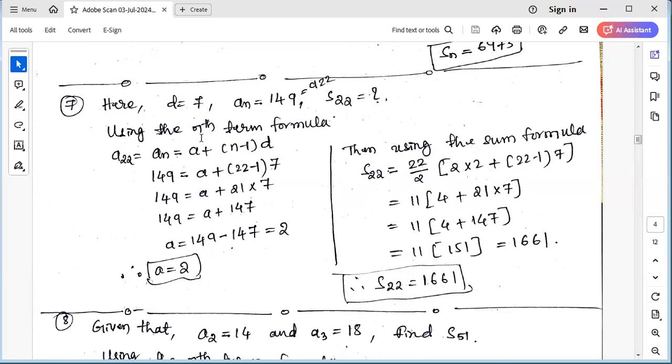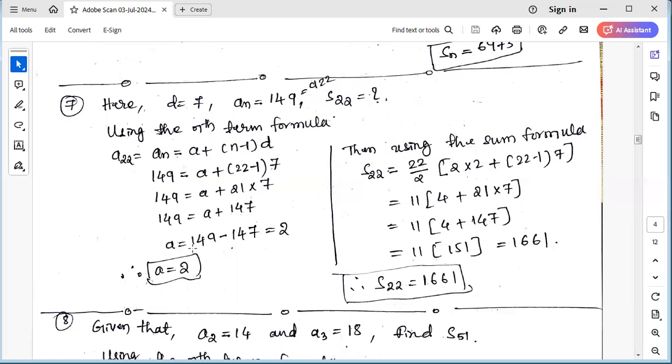Then using the nth term formula, a_n is equal to a plus (n minus 1) into d. Value of a_22 is 149, which is equal to a plus (n minus 1) into d. Here n is 22 because it is the 22nd term. d is 7. So simplify: 149 is equal to a plus 22 minus 1, which is 21, into 7, so 149 is equal to a plus 147.